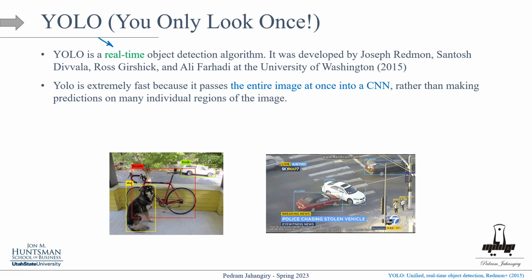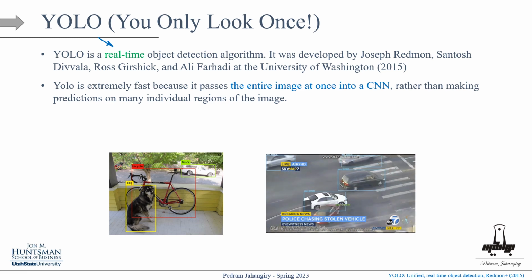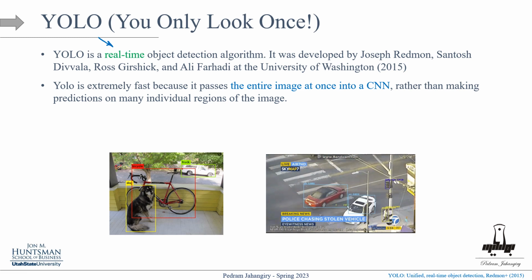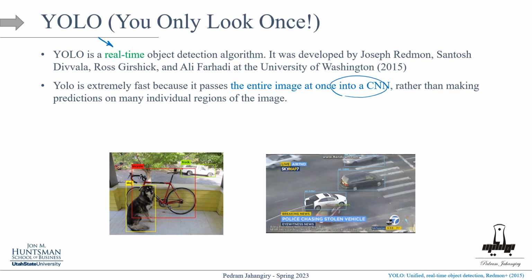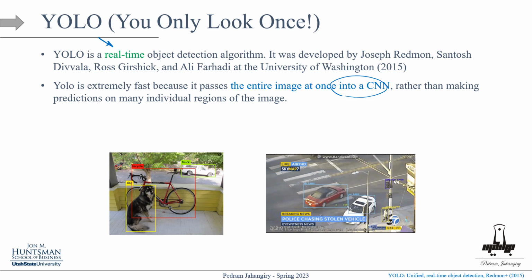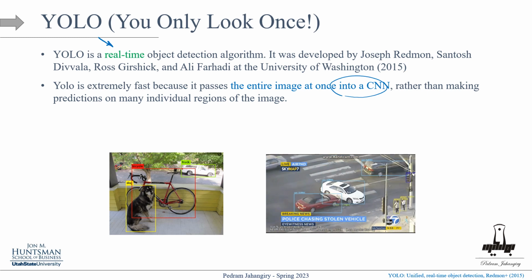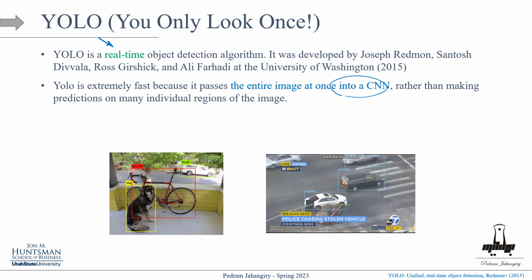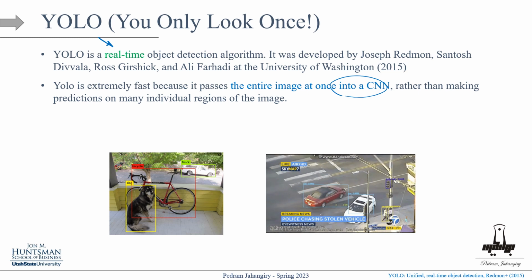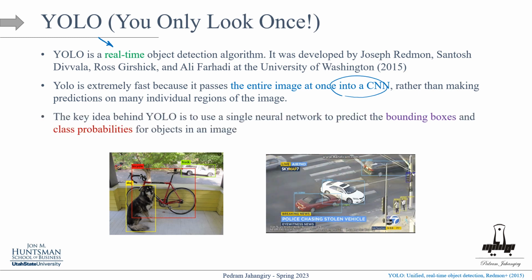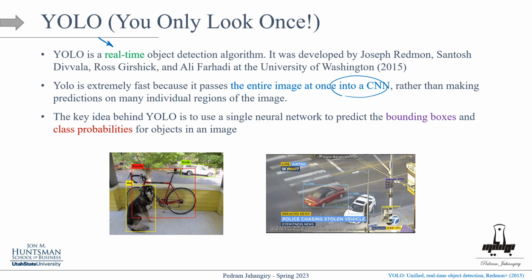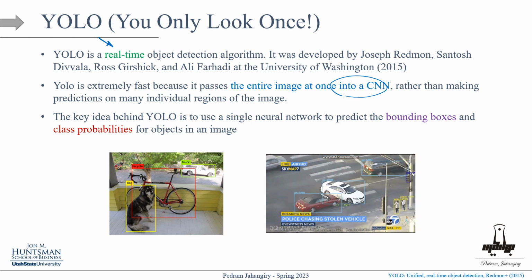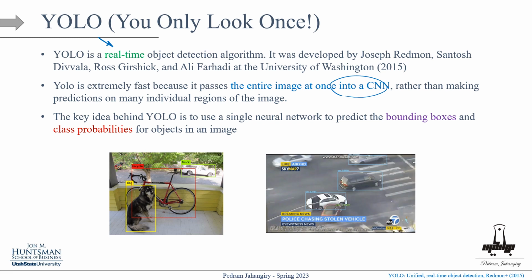It is extremely fast because it passes the entire image at once into a CNN. So we are going to deal with only one network. So unlike even faster RCNN that we had to have another RPN, region proposal network, on top of the CNN, here we only have one CNN. And the key idea behind YOLO is that it uses that single neural network to predict both the bounding boxes and the class probabilities for the object in an image.